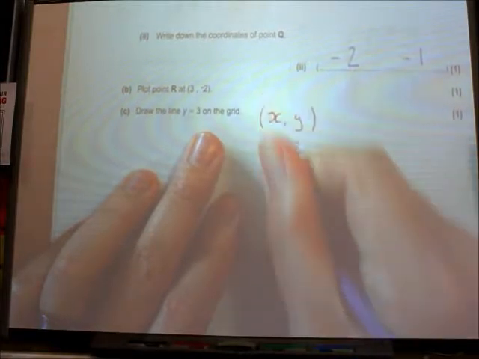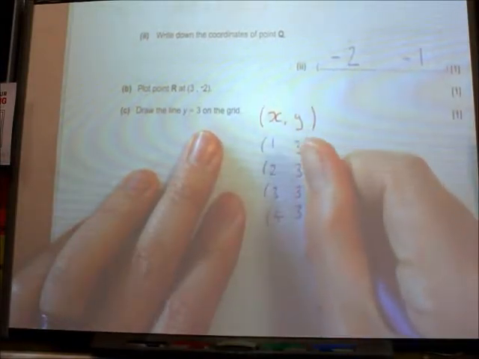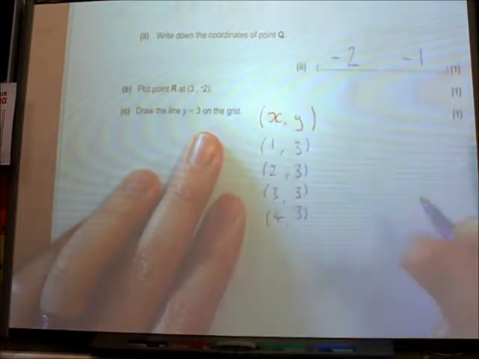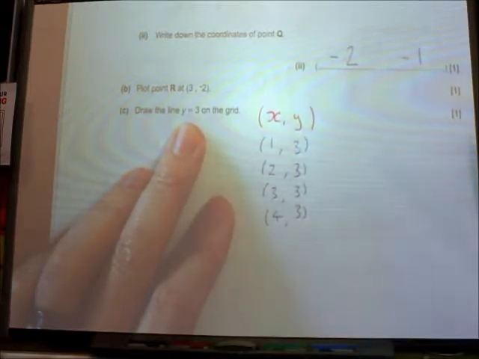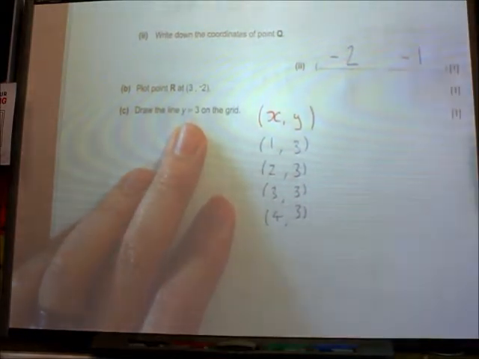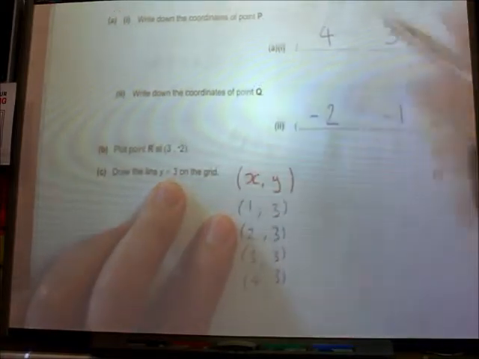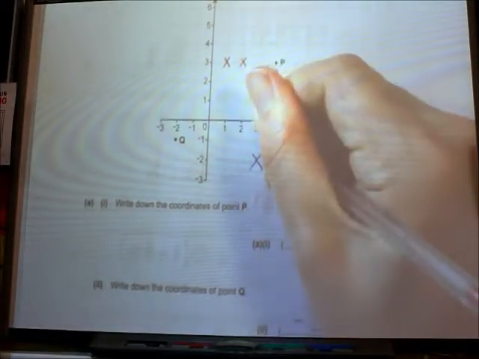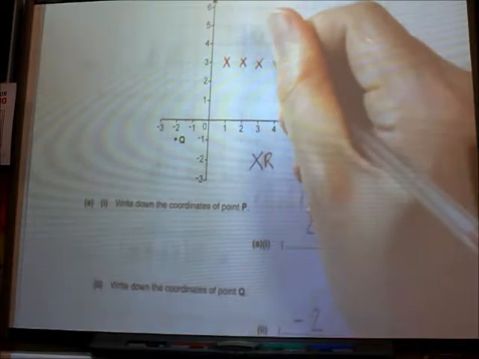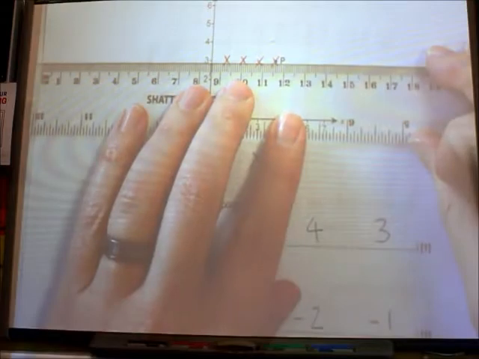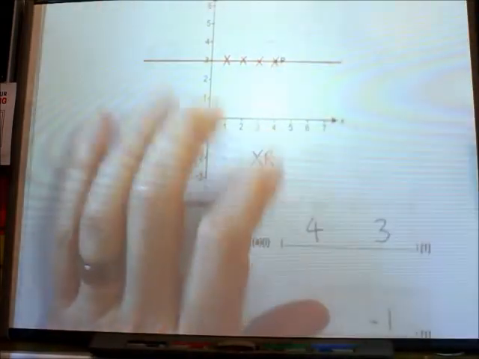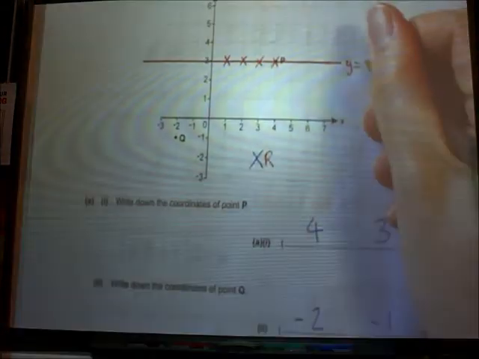And what I'm going to do is plot these coordinates on my grid above, and you'll basically see where the line y equals 3 goes. So I'll do it in red pen so it shows up. You'll do it in pencil. So we're going to plot 1, 3; 2, 3; 3, 3; 4, 3. So 1, 3; 2, 3; 3, 3 and 4, 3. There we go. And you get your ruler and you connect those up, and that is the line y equals 3.